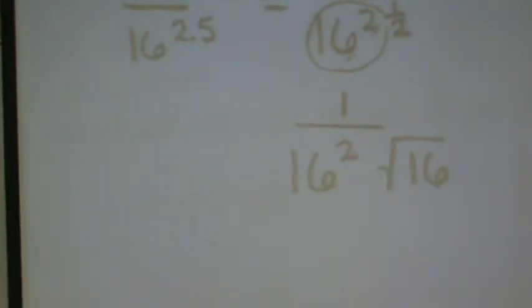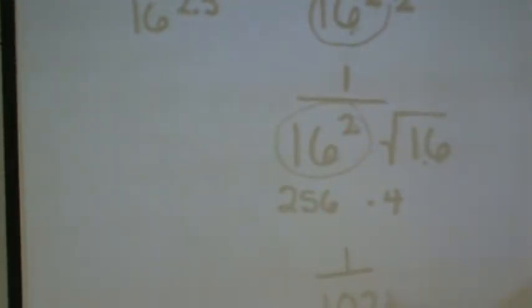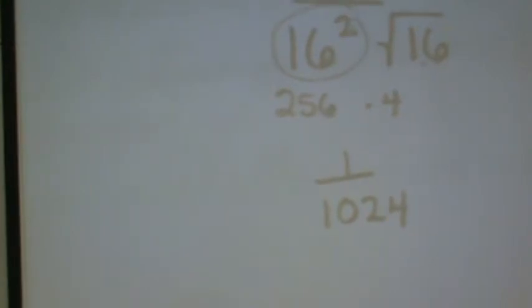I think it's 256. 256? Yes. So this is 256, and then what's the square root of 16? 4. And then what's this times that? Should be 1,024. So was that easy? Did that make sense? Yeah.